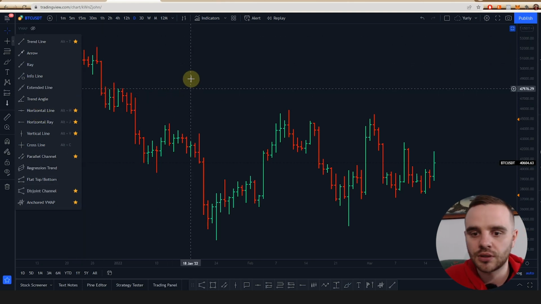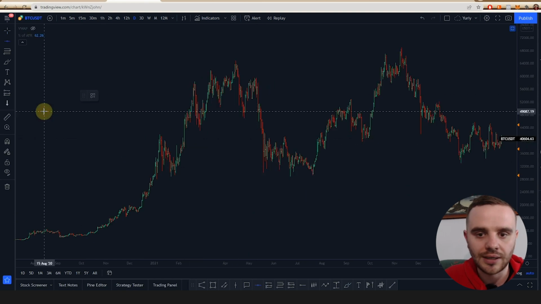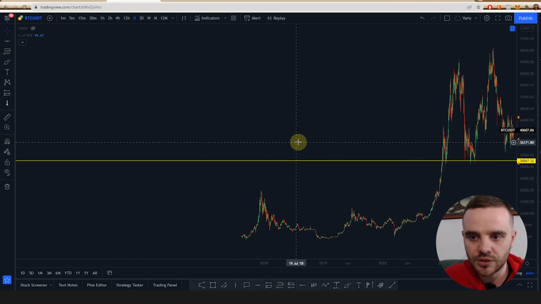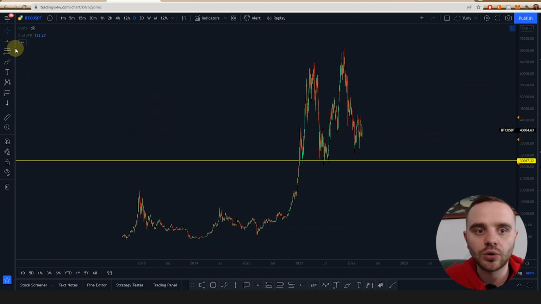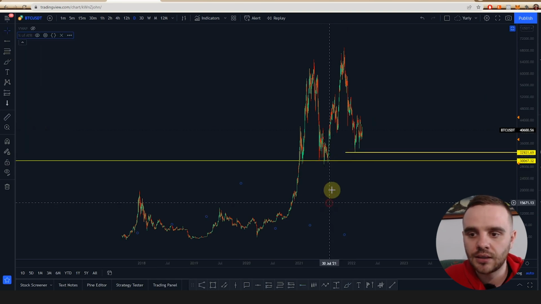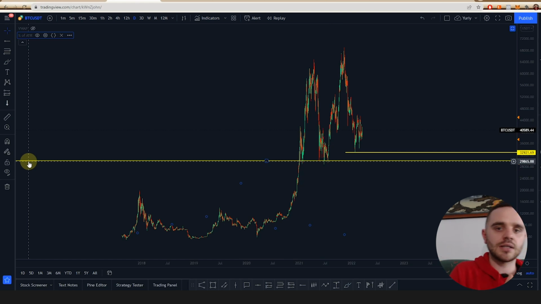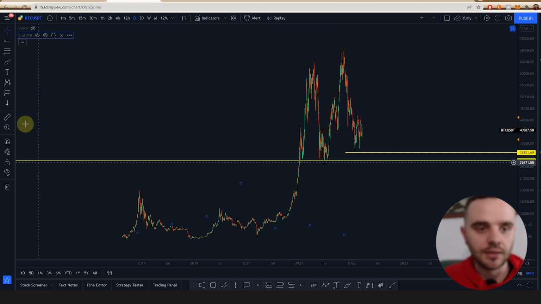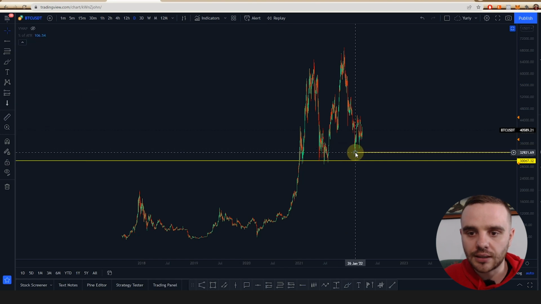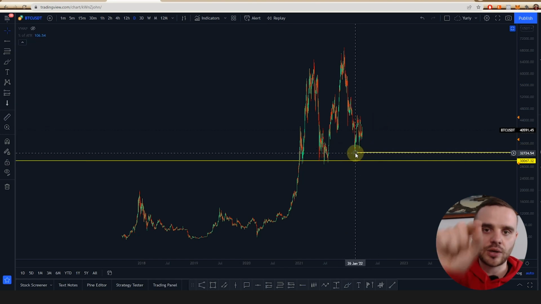For me, the most important is the horizontal line, because it is a place where I can build important levels. What is the difference between horizontal line and horizontal ray? A line is endless to the right side and left side. But this one, my friends, a horizontal ray, it starts from a place where you decide it starts. It doesn't cover all the left side.